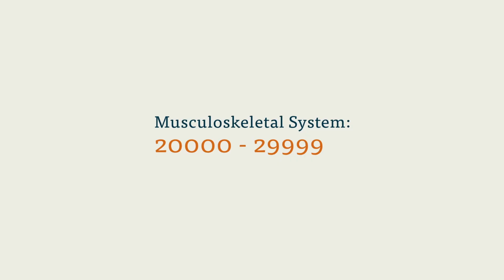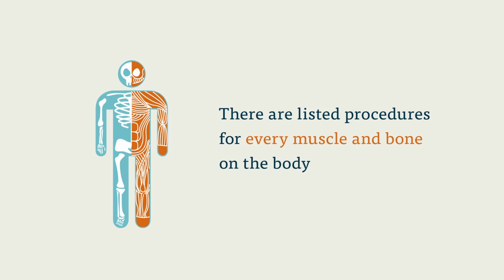The musculoskeletal system is one of the densest subsections of surgery, spanning the 20000 to 29999 numerical range, toward the front of the CPT Manual. What makes it so dense is that there are listed procedures for every muscle and bone on the body. On the CPC exam, there are about 10 questions on the musculoskeletal system, though that's just an approximation.